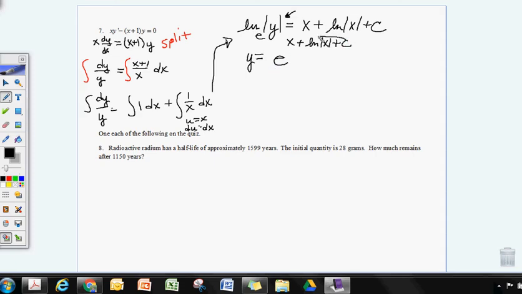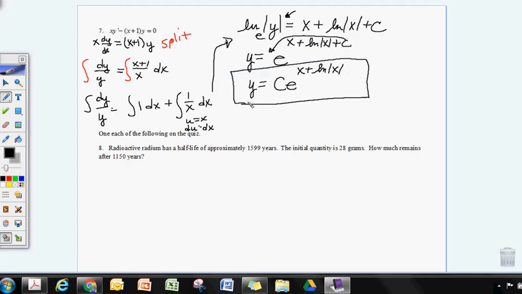Well, what do we remember about the c? It's going to come down in front. So my final answer, or I shouldn't say my final answer, I am going to get my y equal to C e raised to the x plus natural log of x power. And I'm going to leave it like that. That's fine. We're done, because there's no way to solve for C because they didn't give me any numbers. That's it.